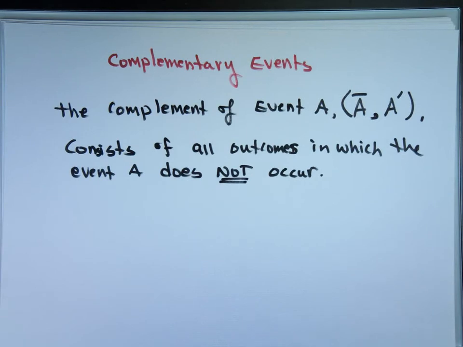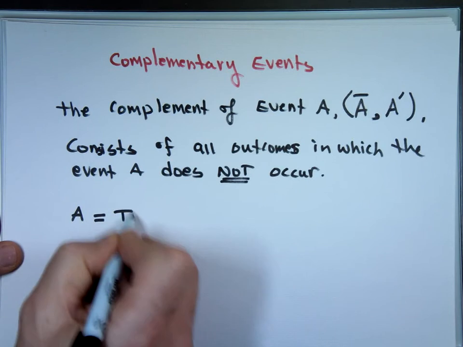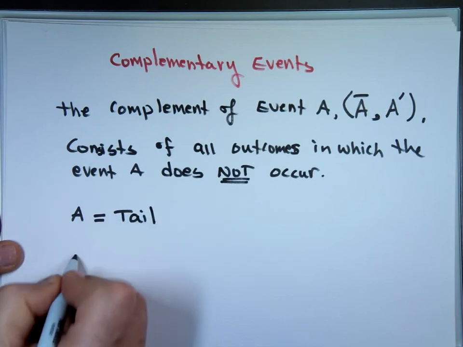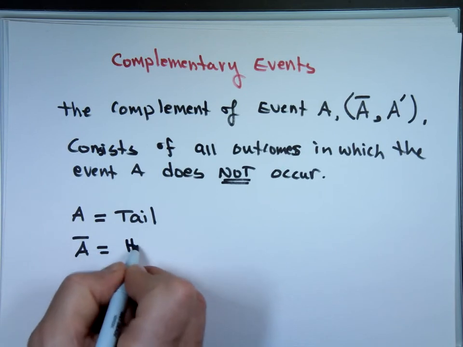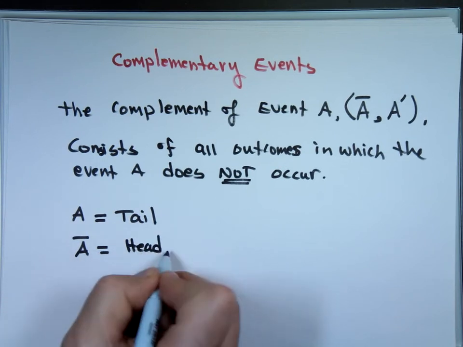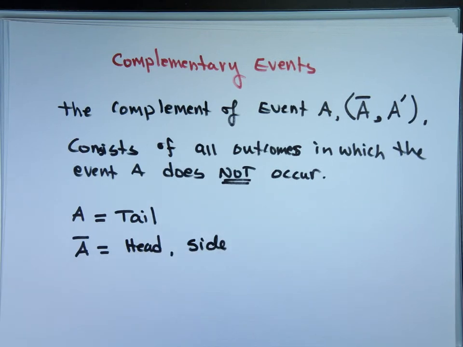So for example, if I define event A as a coin landing on tails, what is not A? Heads, okay, what else? The side. It could land on the side, absolutely. Not on tails. Once in a while you drop a coin, probably once in a blue moon it lands on its side. So that's what not A is. Everything but tails.